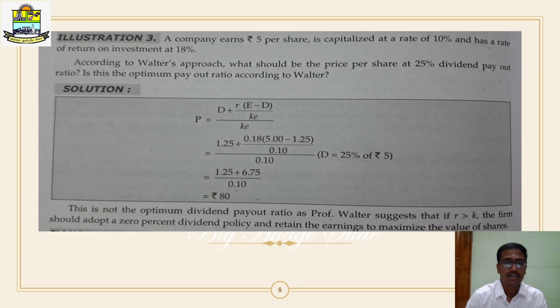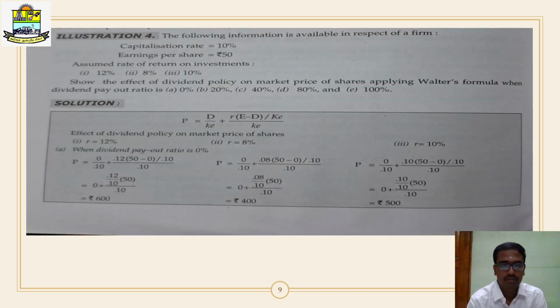Next, followed by another example, we can get some clarifications. In this illustration, the following information is available in respect of a firm: the capitalization rate is given as 10%, and earning per share is given as rupees 50. The rate of return on investment is given in different categories, 12%, 8%, 10%. We see the effect of dividend policy on the market price of shares applying Walter's formula when the dividend payout ratio is 0%, 20%, and 40%.